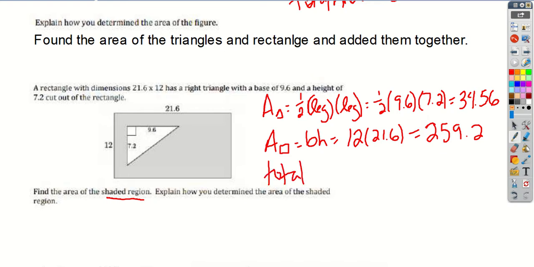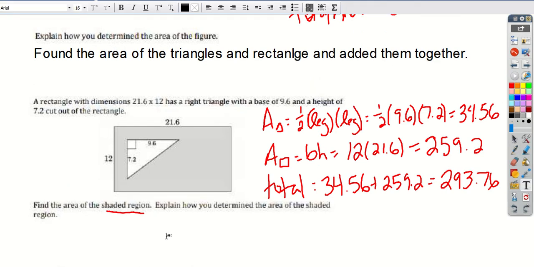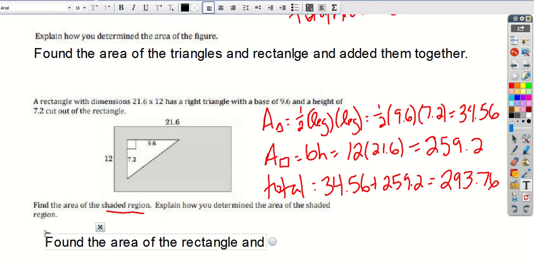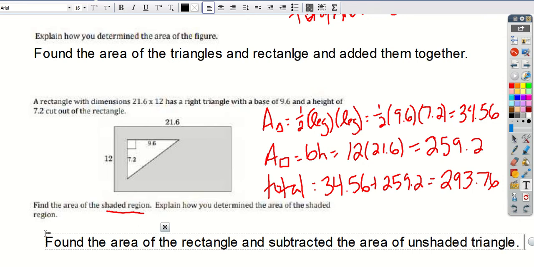So our total, right, 34.56 plus 259.2 is equal to, a drum roll, please. And that's 293.76. Once again, explain how we determined it. Found the area of the rectangle and subtracted the unshaded triangle. All right.